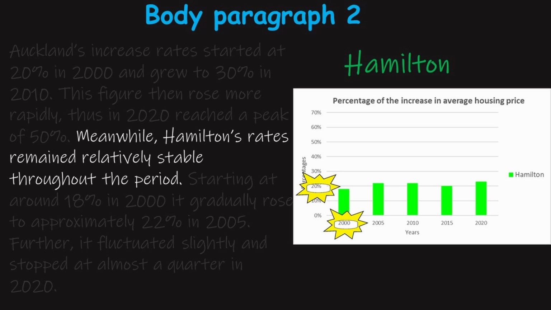Sentence number 3. This sentence starts with the adverb meanwhile, to finish the description of the previous trend and start the description of another trend. Meanwhile means at the same time. Remained relatively stable is a collocation that describes the whole trend of Hamilton in 3 words. It means that although there were insignificant fluctuations, the rates remained steady, almost at the same level.